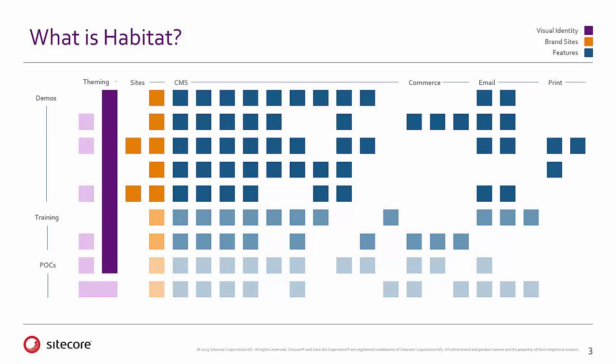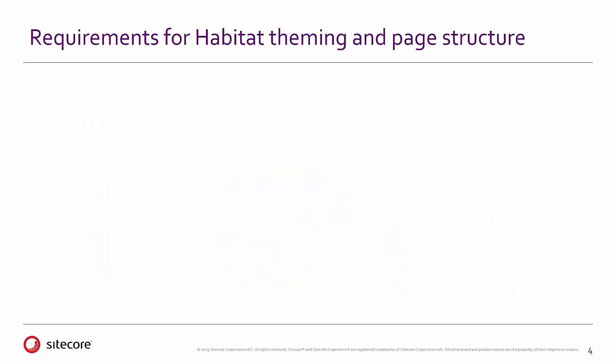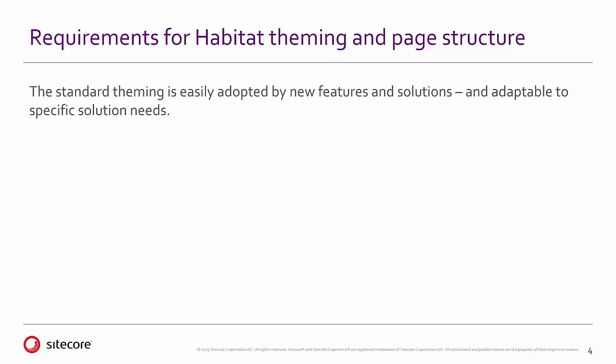So this is the complete range of flexibility that is in Habitat and in the building of the different sites, the different solutions, the different modules, the different features. If we look at some of the requirements of what the theming and the page structure has to encompass, first of all, the standard theming has to be easily adopted by new features and solutions. So when a new feature comes in or we want to build a new solution on top, it's quite easy to use the existing theming and build on that.